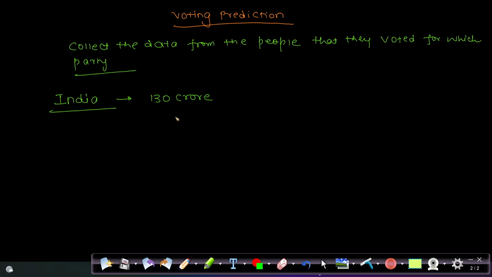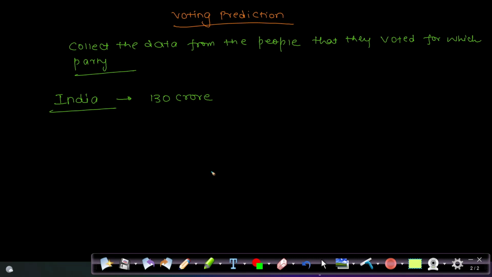The main problem is that you can't get the opinions of all these 130 crore people about who they voted for. So what is the constraint? The constraint is resources, time and accessibility for computing the data. So it is nearly impossible. So what we will do in this case is use a sample.